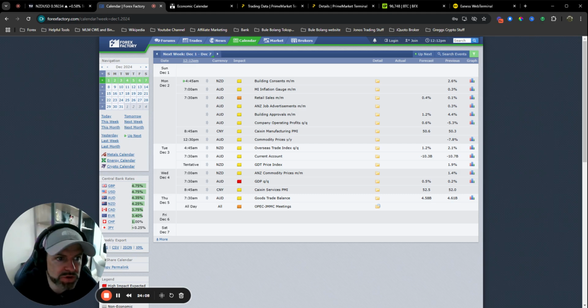Let's have a quick look at what we've got next week. I will get through this quicker, guys. Sorry for waffling. I just like to explain it for you so that you can understand it. Building approvals going in, and we want to see good numbers, and manufacturing PMI. I don't know why it's yellow because it is quite a good indicator actually.